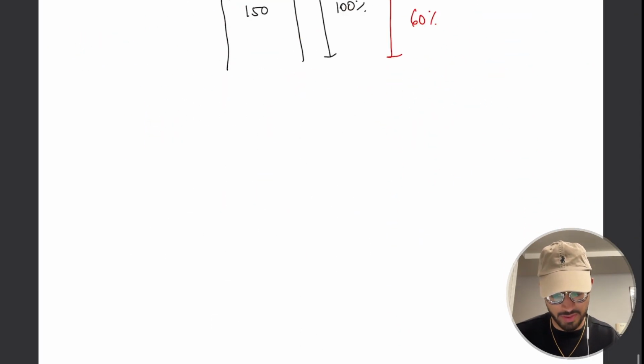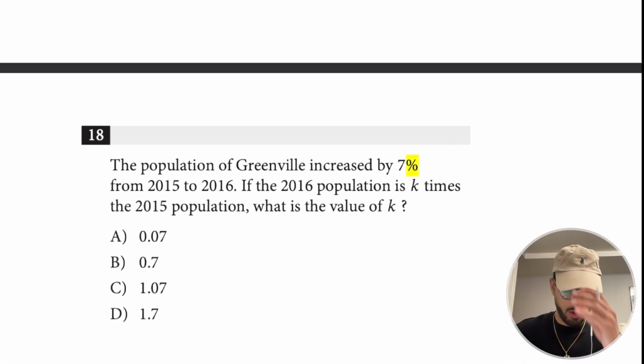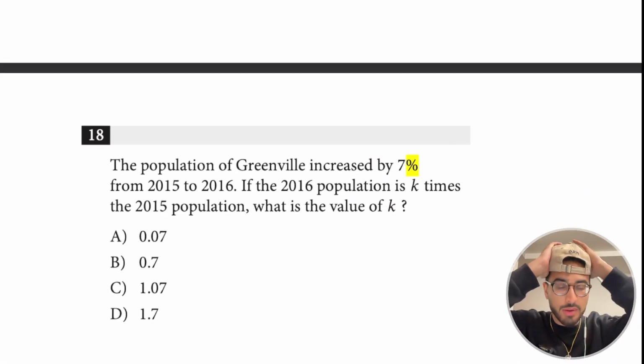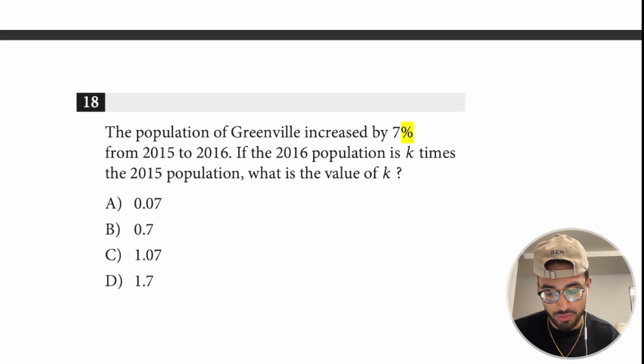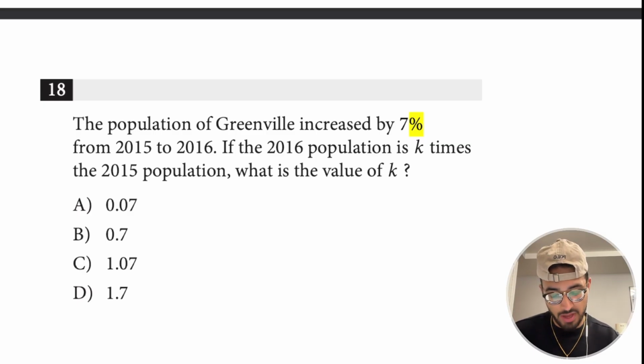And now let's look into some actual screenshots I took from the SAT itself. So let's look at this first one. The population of Greenville increased by 7% from 2015 to 2016. If the 2016 population is K times the 2015 population, what is the value of K? So let's take a look. You remember how I said "is" equals an equal sign in a mathematical word problem? Well, look what I just found.